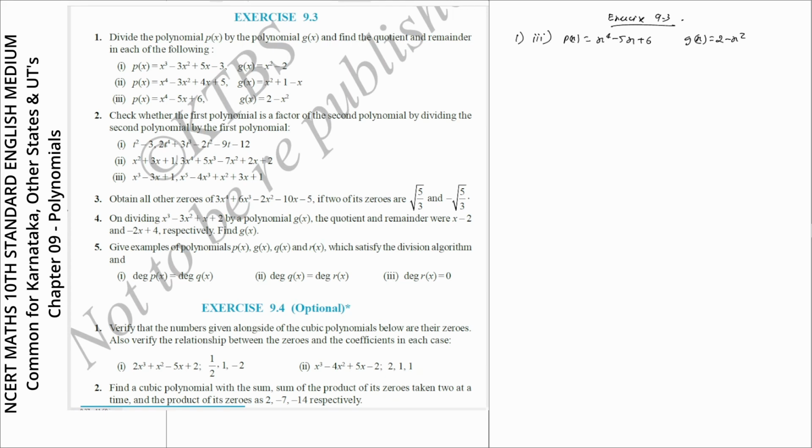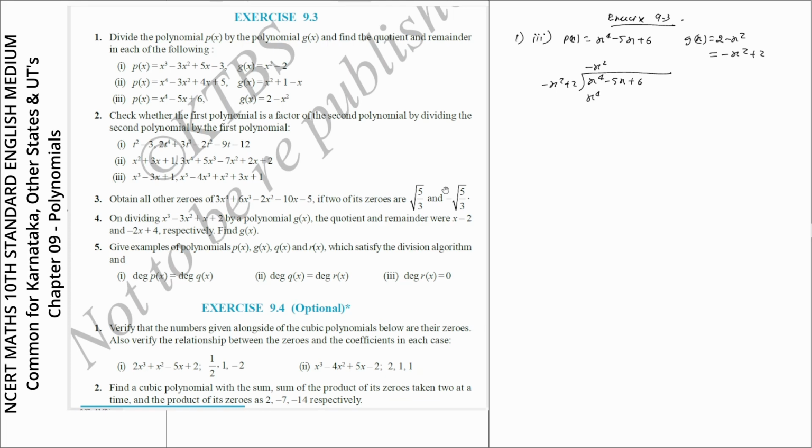Exercise 9.3, question number 1, sub question 3. The given polynomials are x power of 4 minus 5x plus 6 and 2 minus x square. Now 2 minus x square, I can write as minus x square plus 2, first the x terms and then the constant term. So now x power of 4 minus 5x plus 6 divided by minus x square plus 2. Now I should multiply such that the first term gets cancelled. So I should make the first term equal so that I can cancel. So minus x square into minus x square becomes plus x power of 4. Now I can cancel these two.